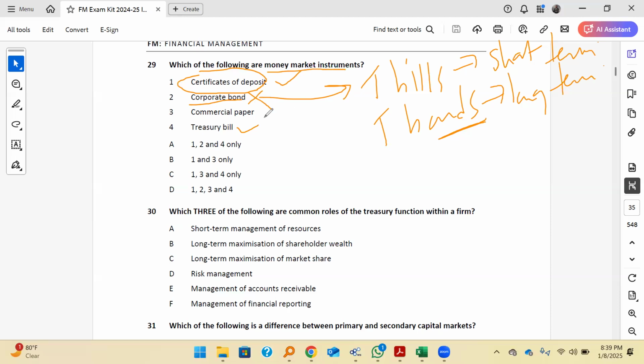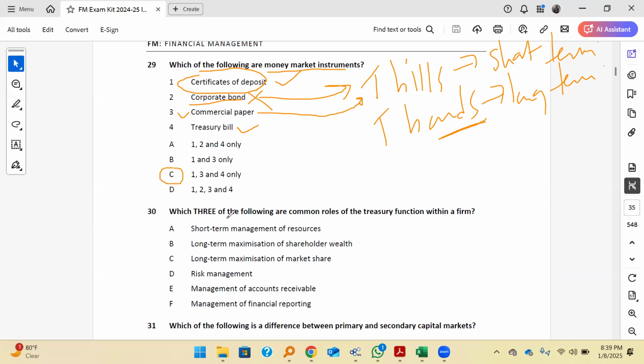Then commercial paper. So commercial paper, as we shall see, it is the equivalent of a treasury bill for companies. So therefore, it is also a short-term instrument and therefore a money market instrument. So point 1, 3, and 4, those ones are short-term instruments and therefore money market instruments. And the remainder, which is the corporate bond, that is a long-term instrument, and therefore that is a stock market instrument.